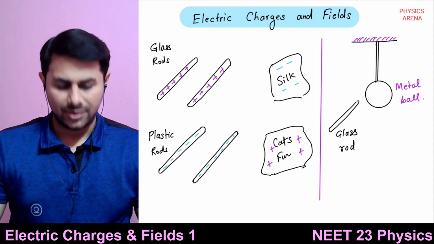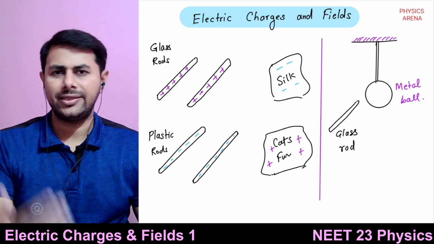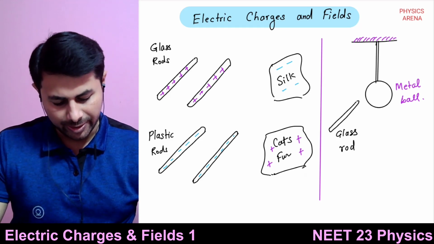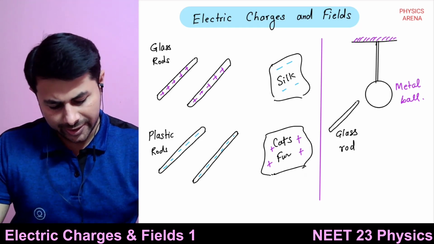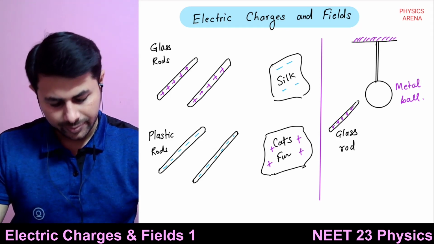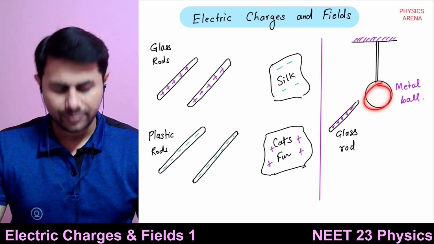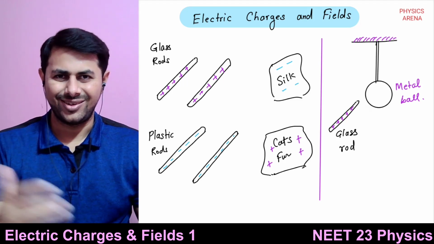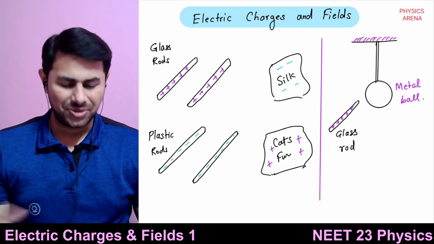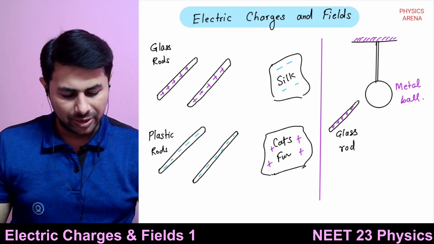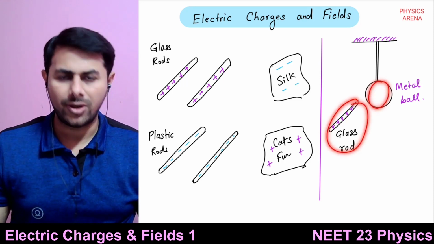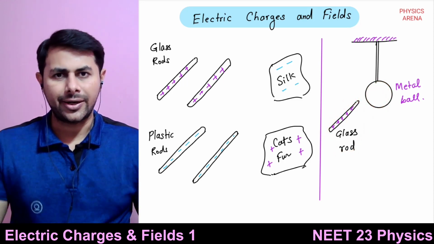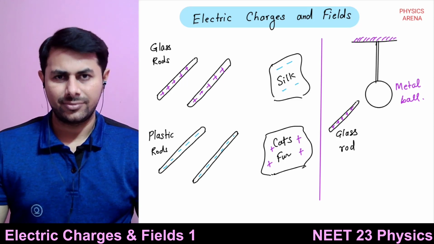All right. Now, what happens in the next experiment? In the next experiment, you are bringing this glass rod close to the metal ball, and you are not rubbing them. So what was the first observation? When you bring the glass rod close to the metal ball, there is an attraction between the two.